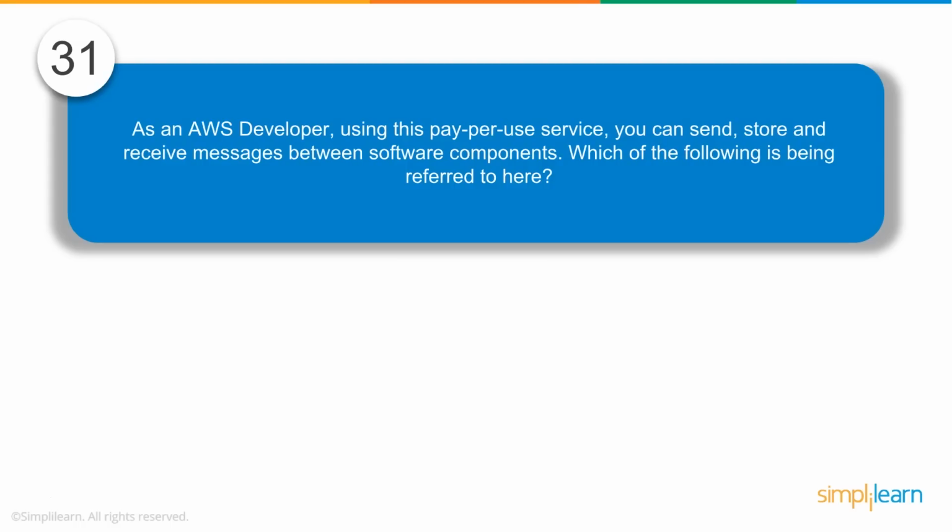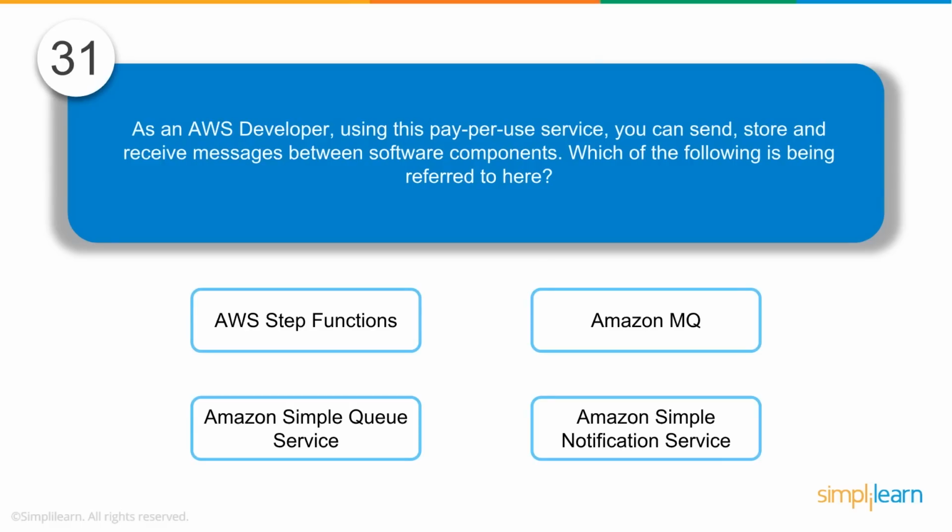As a developer, using this pay-per-use service, you can send, store, and receive messages between software components. Which of the following is being referred to here? Let's look at it. We have AWS Step Functions, Amazon MQ, Amazon Simple Queue Service, Amazon Simple Notification Service. Let's read the question again.